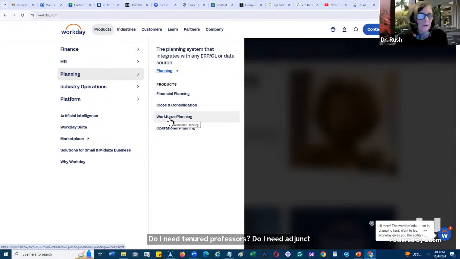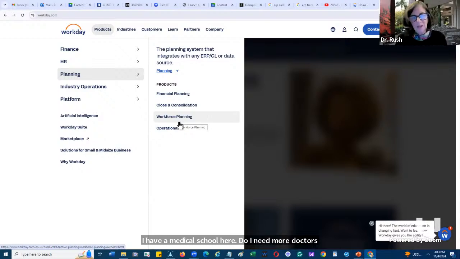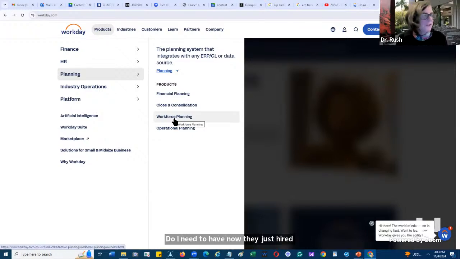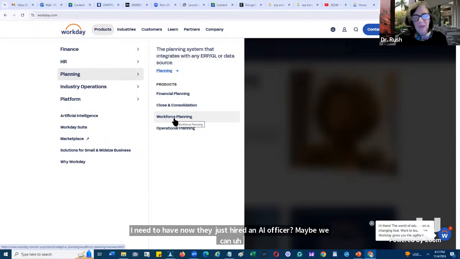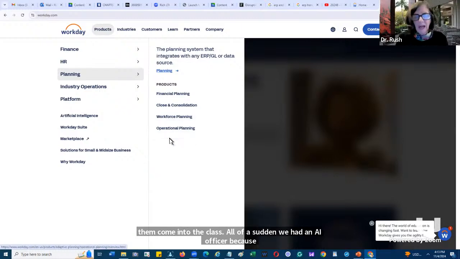I have a medical school here. Do I need more doctors? What type of doctors do I need? Now they just hired an AI officer. Maybe we can have them come into the class. All of a sudden we had an AI officer because our IT did not know much about AI.